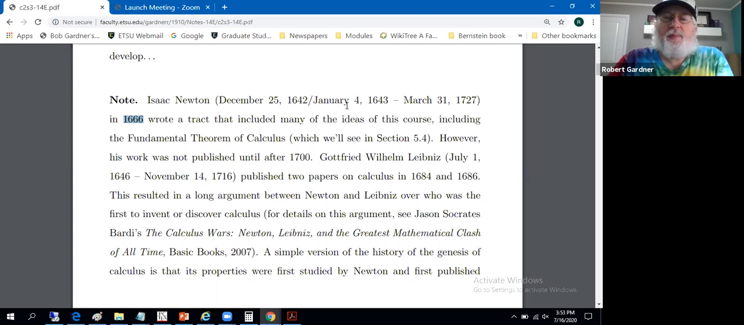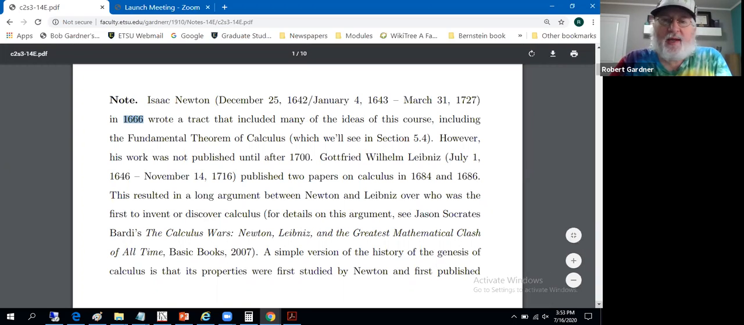Newton has a couple of birthdays reported. The Gregorian calendar came into existence sometime while Newton was alive, so his date of birth is sort of ambiguous, depending on whether you use the Gregorian calendar or the old Julian calendar.